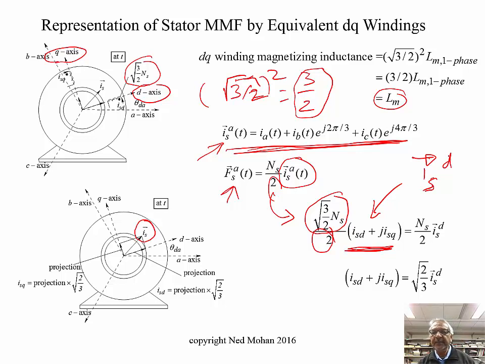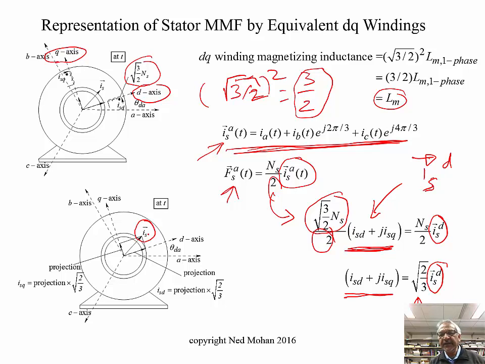So I sub sD plus j I sub sQ is this current space vector defined with respect to d as the reference axis. And so from here we can simplify and say that I sub sD plus j I sub sQ is equal to square root of 2 over 3 times this current space vector, defined with respect to d-axis.